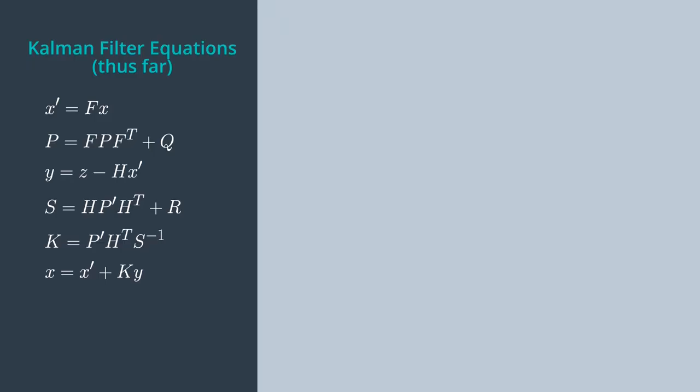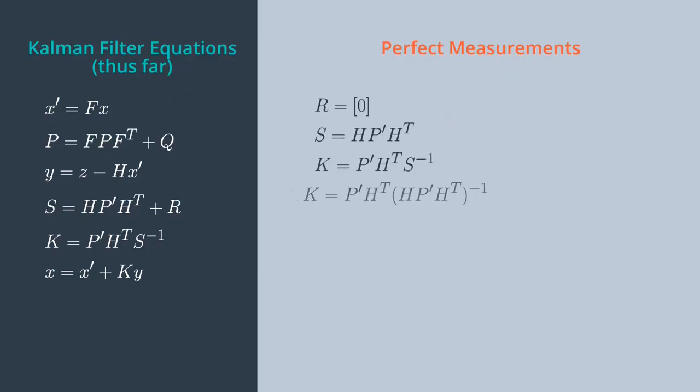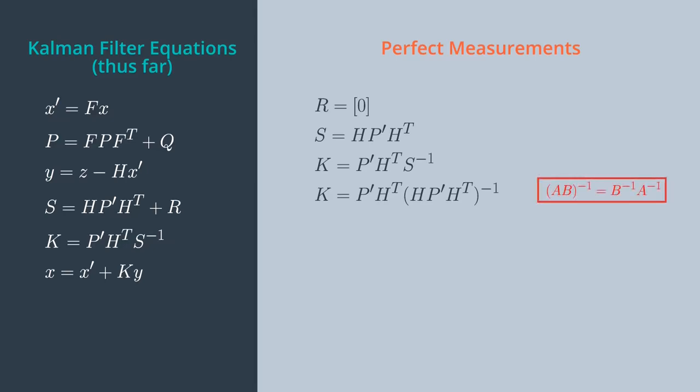If the sensor that you are measuring with is perfectly accurate, then the measurement noise R would be a matrix of zeros. I will represent it as so. In such a case, the equation for S would be simplified to the following. When you plug the equation for S into the formula for the Kalman gain, you have the following equation. We can rewrite this equation.